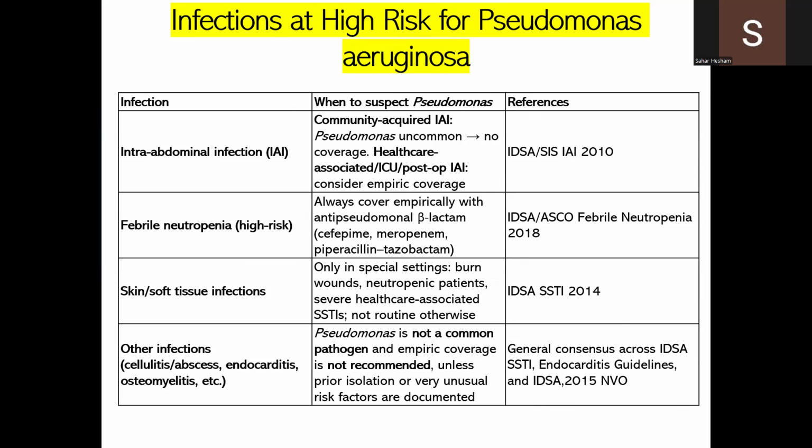Also, for febrile neutropenia, we use a single anti-pseudomonal. We do not use double, except if the patient is high risk, as I will mention in the next slide. For skin and soft tissue infection, we usually consider Pseudomonas in burn patients or patients with burn wounds, neutropenic patients, or those who have a healthcare-associated skin and soft tissue infection and are usually colonized with Pseudomonas. For other infections like abscess, cellulitis, endocarditis, and osteomyelitis, Pseudomonas is not a common pathogen.